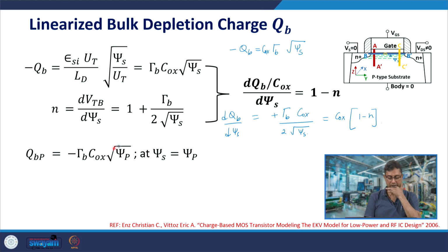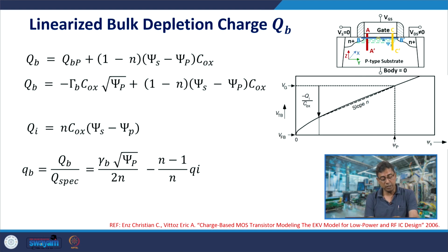So, that is given by this expression. Now, if we linearize the depletion charge value with respect to surface potential, what would we get? What is the value of change in QB with respect to a change in surface potential? That would be Cox into 1 minus n into delta chi s, the change in surface potential. So, what is the implication of this?